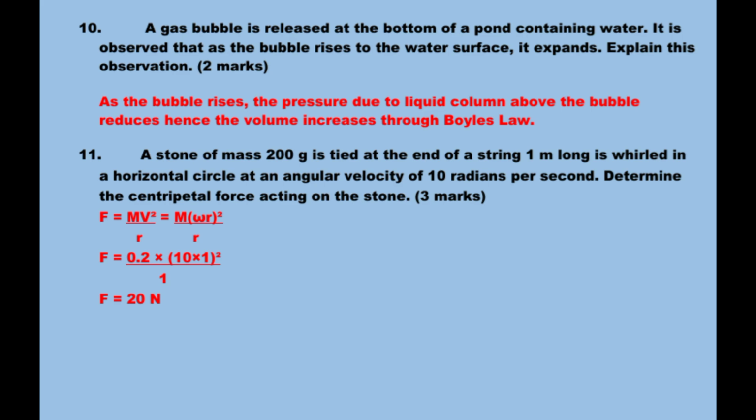We are told to determine the centripetal force. So we know the basic formula: centripetal force is given by mv squared over r. But now, because we don't have the v, which is the linear velocity, v equals omega r. So we replace v squared with (omega r) squared. So we get the values there, because we have mass 0.2 kilogram, angular velocity is 10, radius is 1, squared, and then we are dividing by radius again. So the answer becomes 20 Newton.